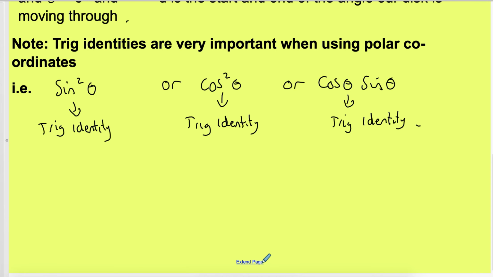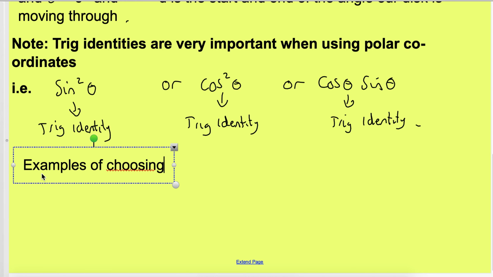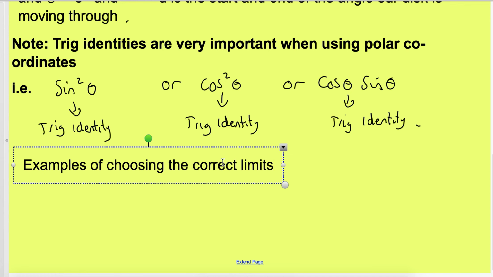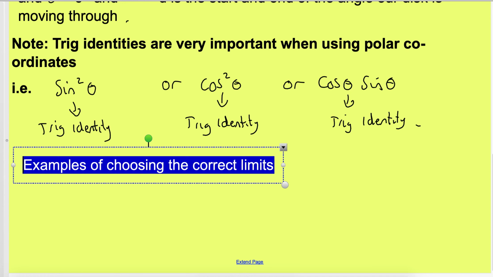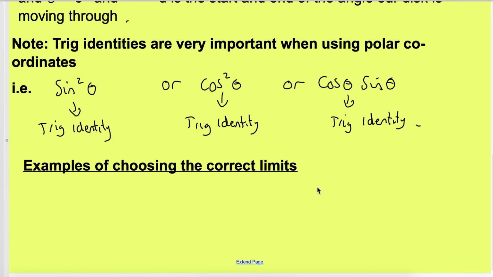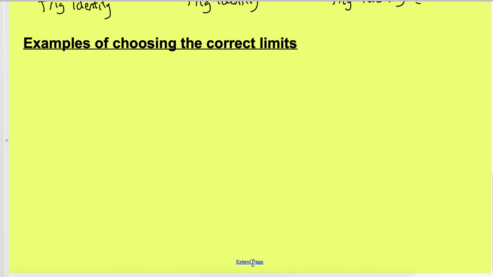Now, what I'm going to do first is just show you from a diagram how we get our limits. And then I'm going to do a full question, right? So this is just choosing our limits. But I'm not going to actually do any integration here, right?